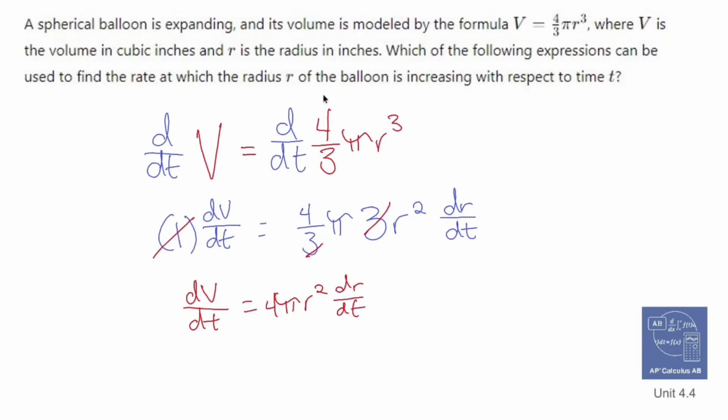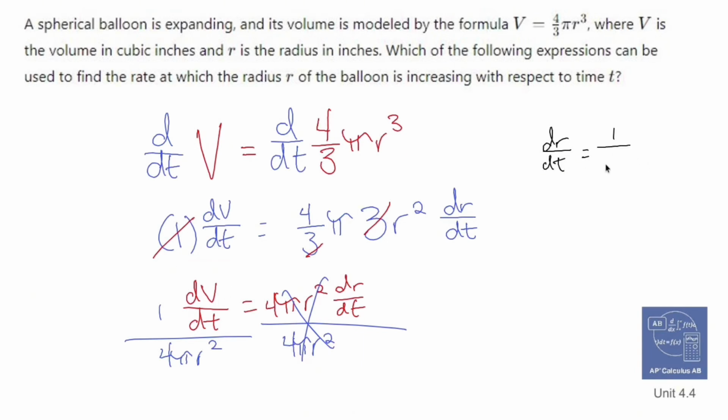Now they want us to use an equation that's solved for dr/dt. So I'm going to divide both sides by 4 pi r squared. I'm going to put a 1 here, 4 pi r squared, even though I erased a 1 just a second ago. And I'm going to rewrite it like this. Okay, let me get a different color. dr/dt is going to equal 1 over 4 pi r squared times dV/dt.